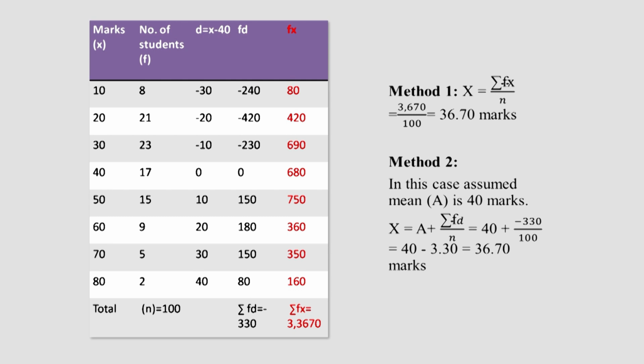What we have calculated is the deviation of X, and that has come as minus 30. Likewise, 20 minus 40 is minus 20, 30 minus 40 is minus 10, 40 minus 40 is 0, 50 minus 40 is 10, 60 minus 40 is 20, 70 minus 40 is 30, and 80 minus 40 is 40. So you have got the value D, which is deviation.